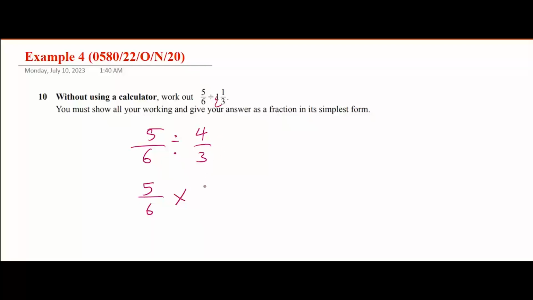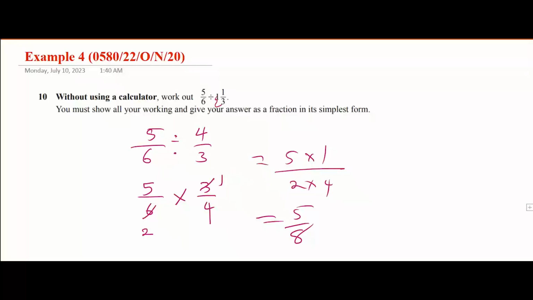3 goes up and 4 comes down. Then if you look at 5 and 6, nothing can go. 3 and 4, nothing can go. So if you look at the diagonals, 3 goes in 3 once, 3 goes in 6 twice. So we are left with 5 by 1 out of 2 by 4, and that will give you 5 out of 8. That will be the final answer.